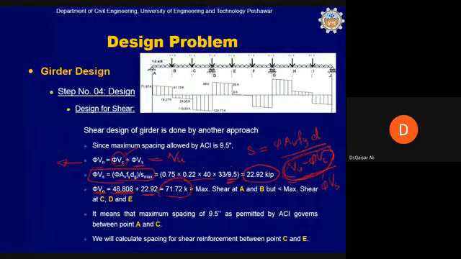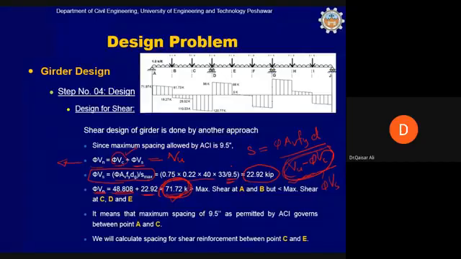Now, if we provide stirrups at 9.5 inch center to center everywhere along the length of the girder, we will have a capacity equal to φVn of 71.72 kip all along the length of the girder. So wherever Vu is less than 71.72 kip, this spacing of 9.5 inch will be enough at all those locations. But wherever Vu is greater than this, for that we will calculate the spacing of the stirrups.